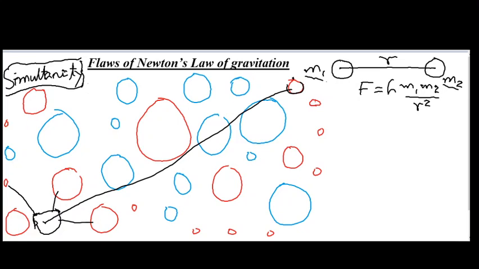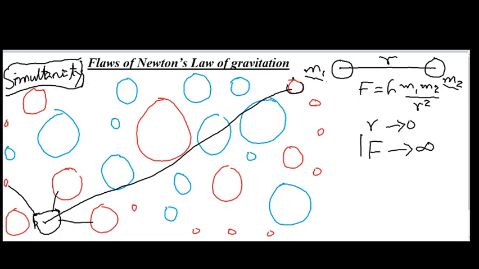The second flaw of Newton's law of gravitation is that when r approaches 0, that is, when the distance between two objects approaches 0, the force of gravity approaches infinity. That is, if we decrease this distance between two masses m1 and m2, then when this distance approaches 0, the force of gravity becomes equal to infinity, which is again not physically observed.